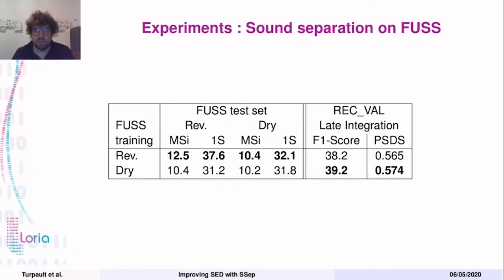The first experiment is to use sound separation trained on FUSS and apply it as a pre-processing to the sound event detection. We are considering here the reverberated case and the dry case. As we can see, in terms of sound separation, the system trained on the reverberated case performs better. In terms of sound event detection, it's the system with sound separation trained on the dry clips that performs better. This is probably due to the fact that for the one trained on reverberated mixtures, we have inconsistency between the FUSS dataset and the DCASE dataset.